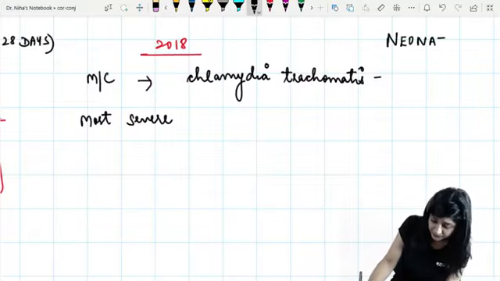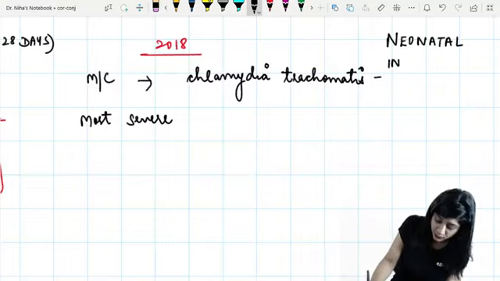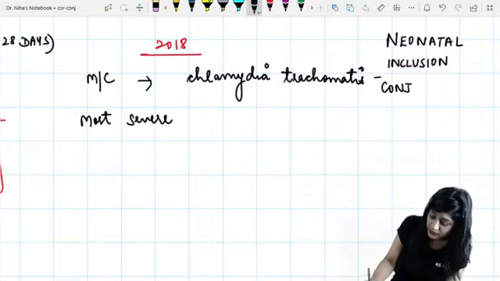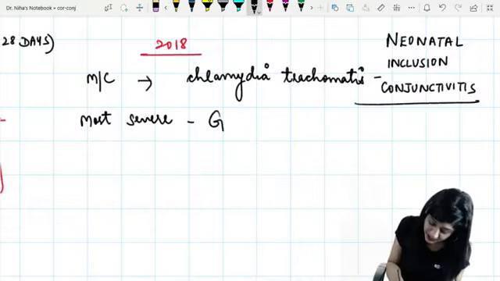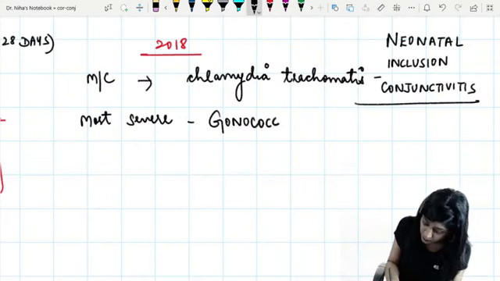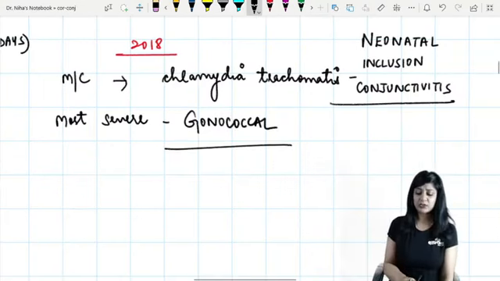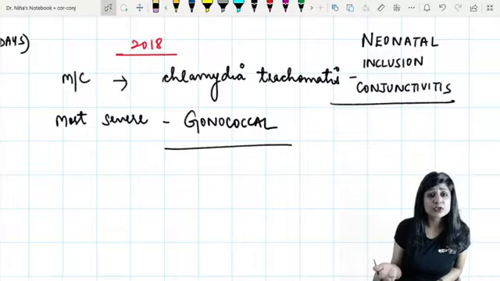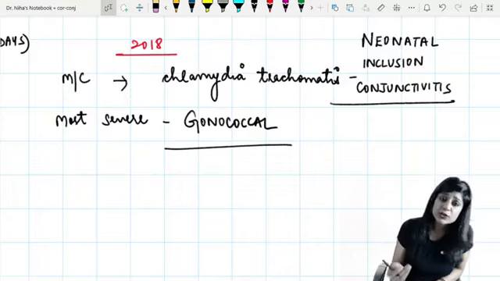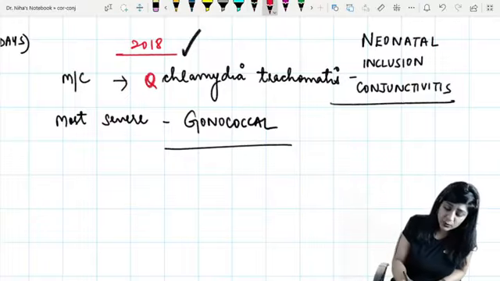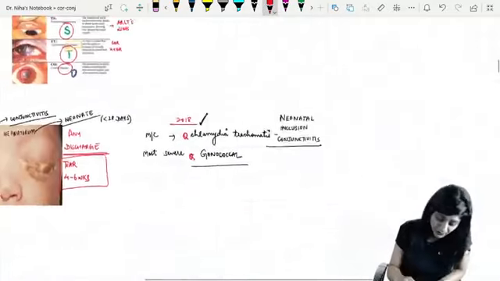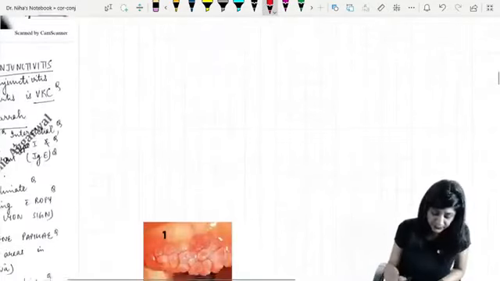This is your neonatal inclusion conjunctivitis, while the most severe is actually the gonococcal. The most severe is actually the gonococcal. So whenever they ask you what is the most common cause of neonatal conjunctivitis, or what is the most severe cause of neonatal conjunctivitis, always remember these two things. Again, very, very important questions. Alright, now moving forward.